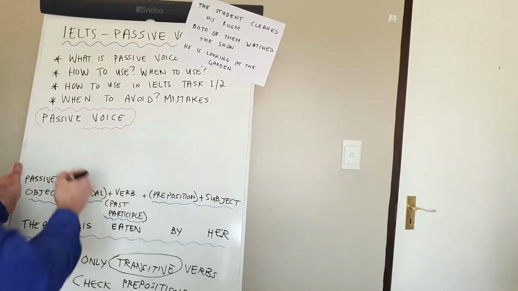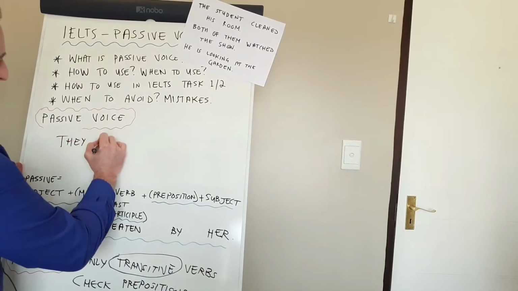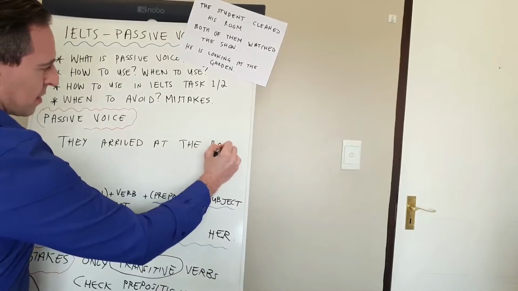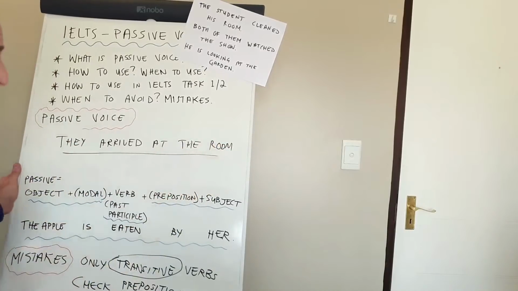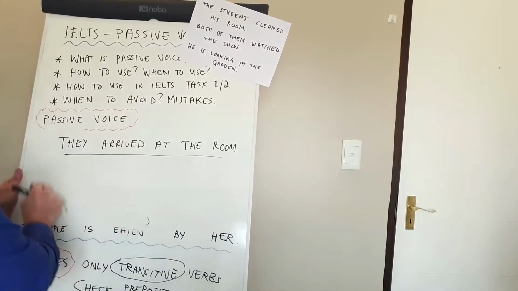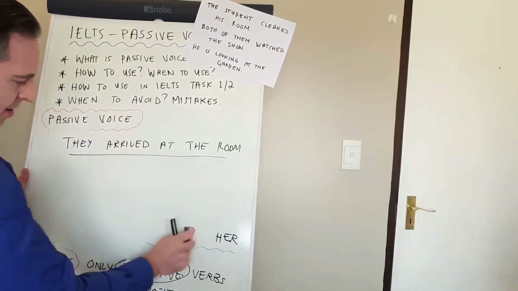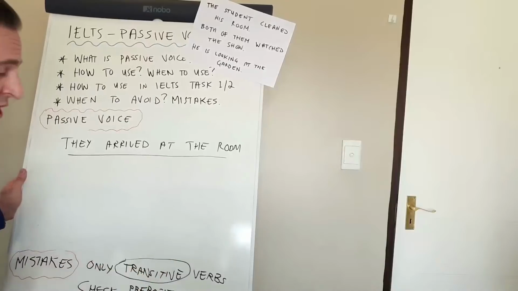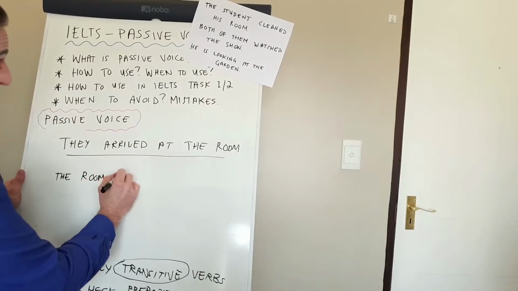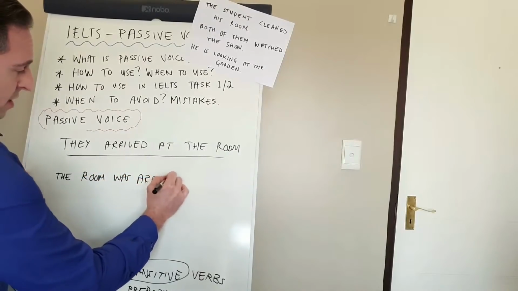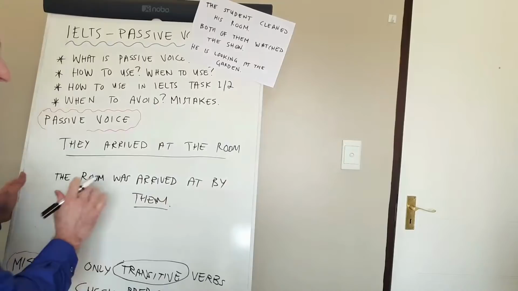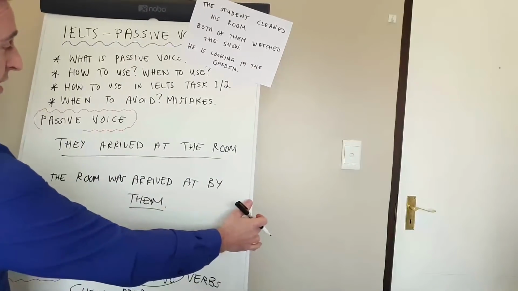So let's look at a sentence. They arrived at the room. That is obviously active voice. Now, if we change this into passive voice, it will be the room was arrived at by them. Now, it sounds okay.